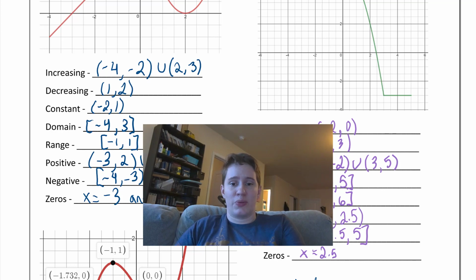This is actually just part 1 of 1.2, so this was talking about the characteristics of function graphs like increasing, decreasing, constant, domain, range, positive, negative, zeros, maxes and mins. There's another thing in 1.2 that has to do with average rate of change, so I'm going to make that a separate video.